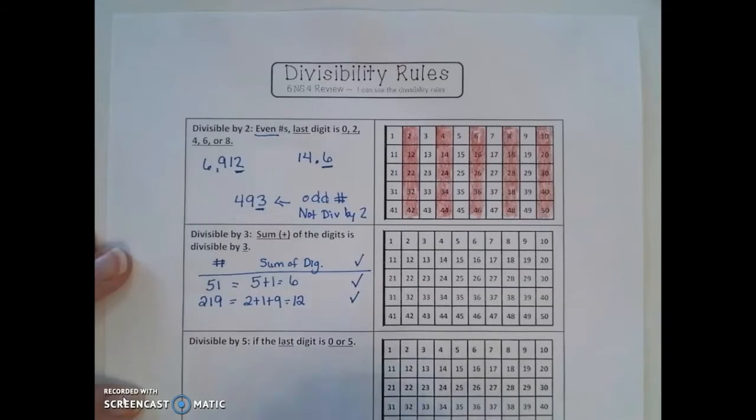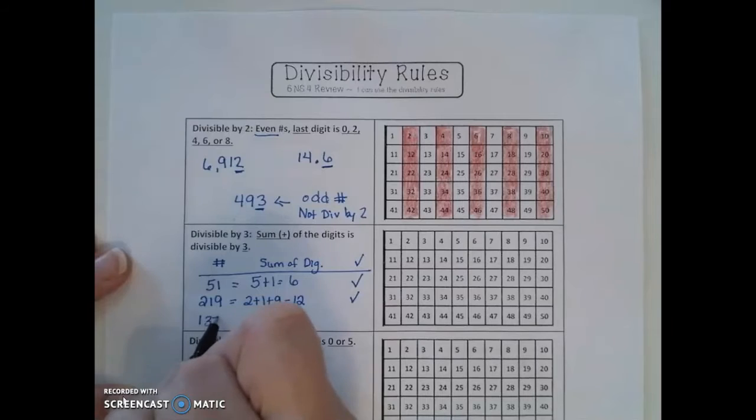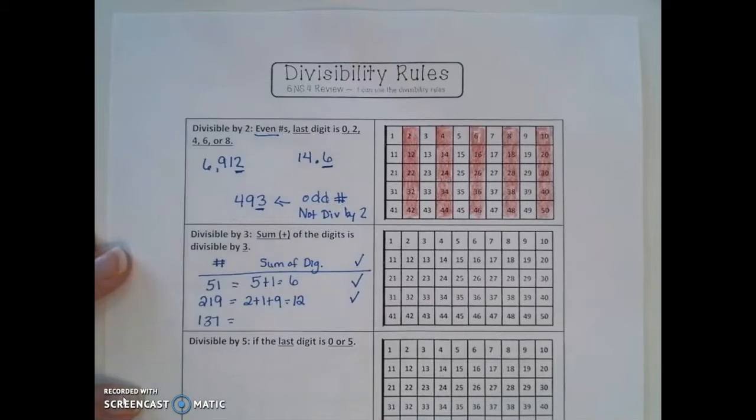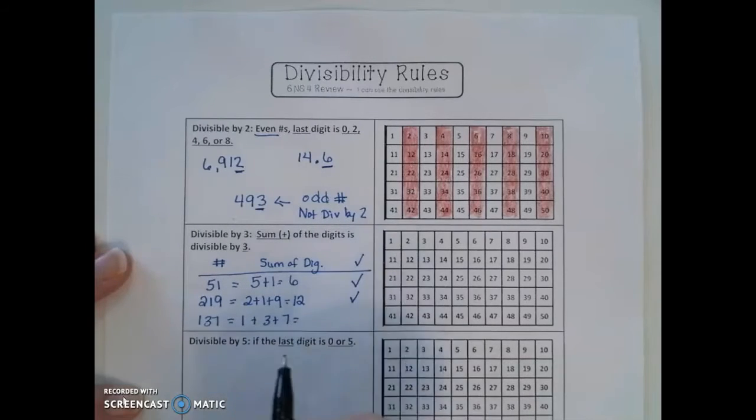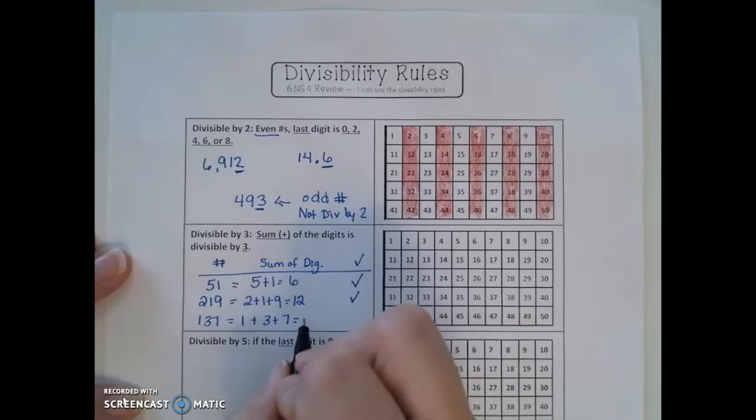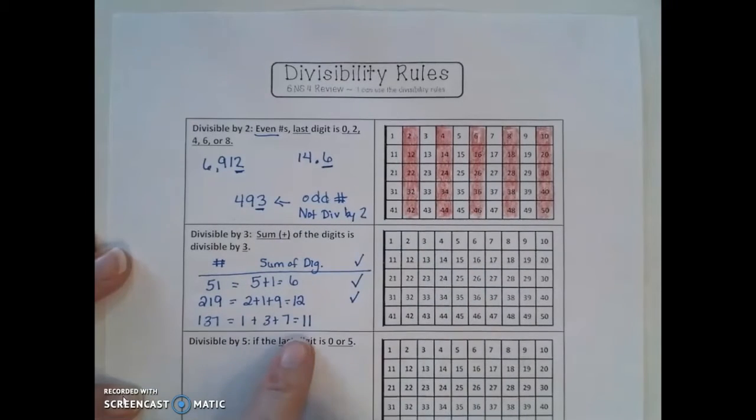The last number we're going to try out is 137. We have 3 digits, 1 plus 3 plus 7. I know that 7 plus 3 is 10, and 10 plus 1 is 11. 11 is not divisible by 3, so I know that 137 is also not divisible by 3.